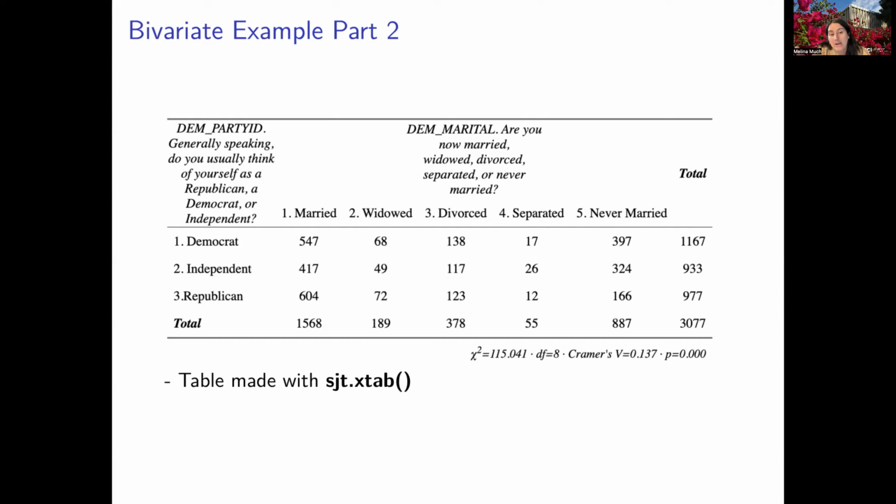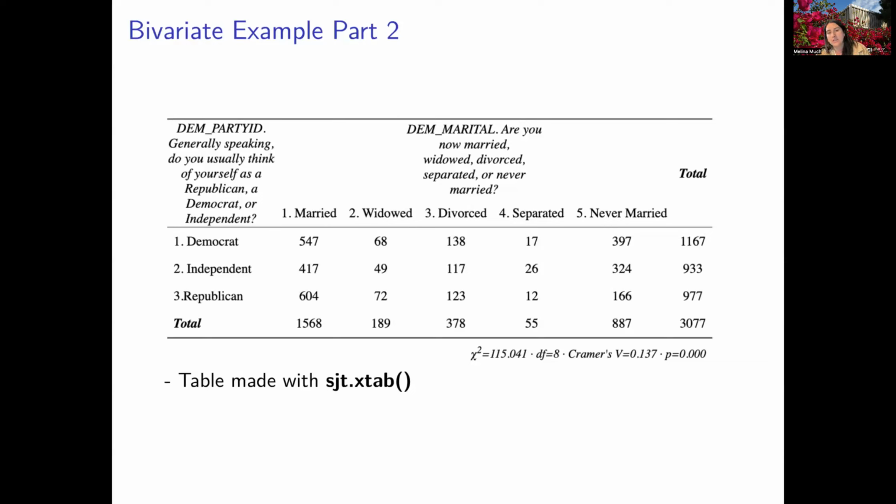And we can look at the number of people. So there are 547 Democrats who are married, there are 417 Independents that are married, and there are 604 Republicans that are married. So maybe our causal mechanism and our hypothesis of there being a meaningful difference between parties and marital status, with maybe more Republicans being married, might have some weight to it.